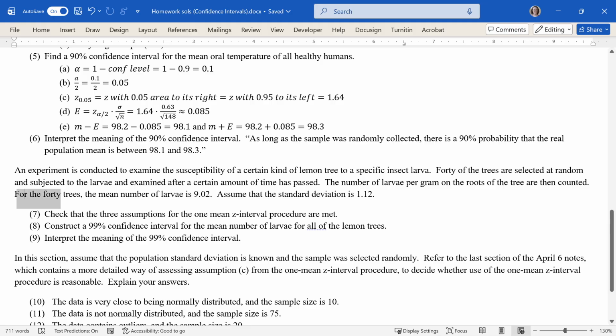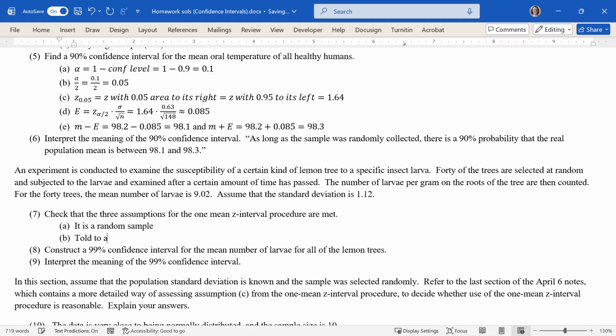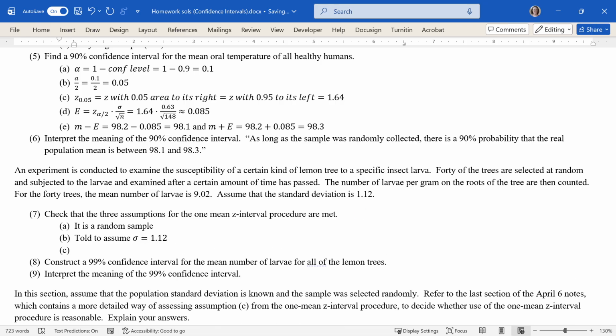Okay. So we get the mean number of larvae, that's the sample mean for those 40 trees. And then we're given an assumption that the standard deviation is this, although they don't really justify that, but okay. So we're going to check our 3 assumptions as usual. So fortunately, this time around, it is a random sample. We're told to assume sigma is 1.12, and we do have a large sample size of 40.